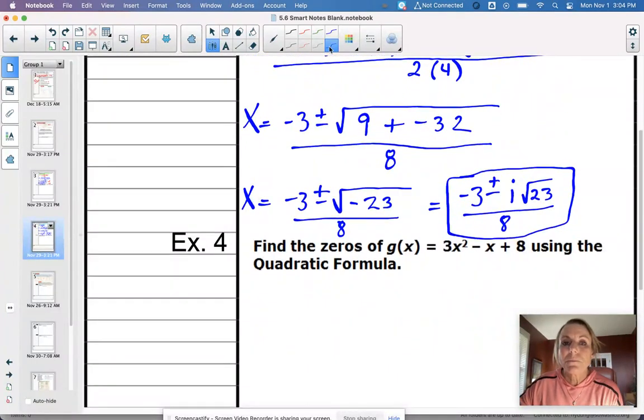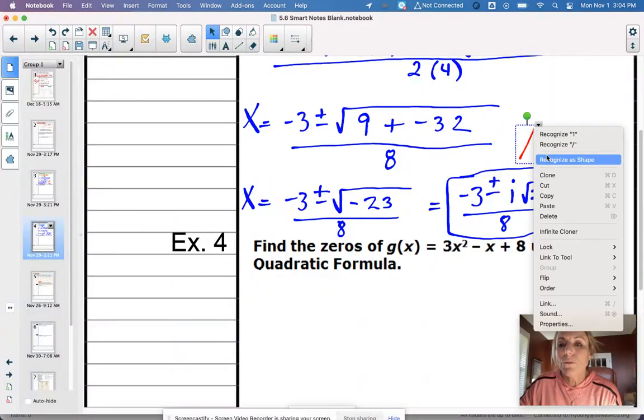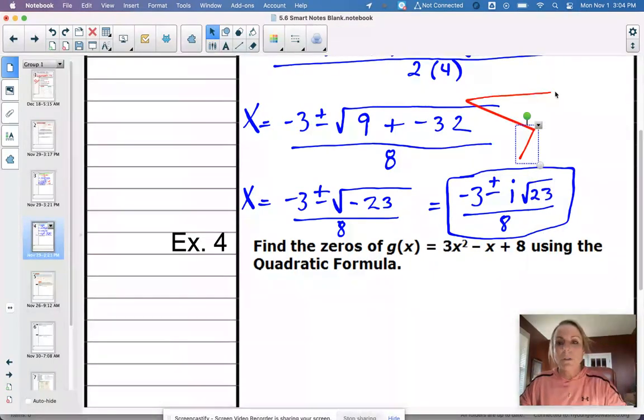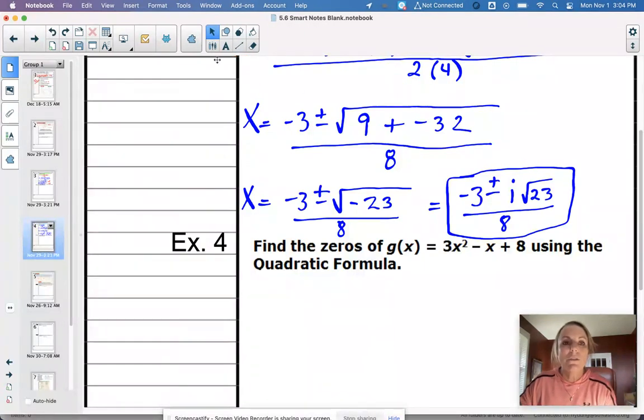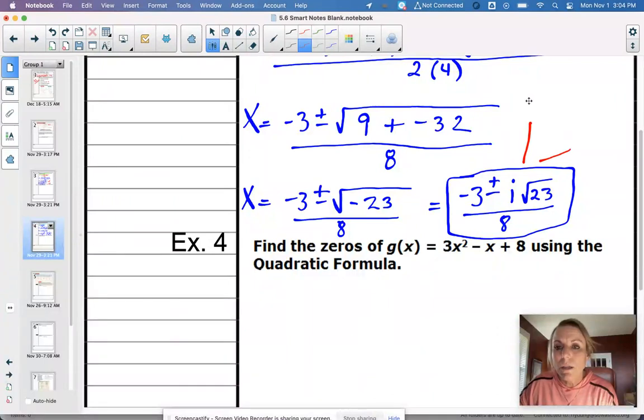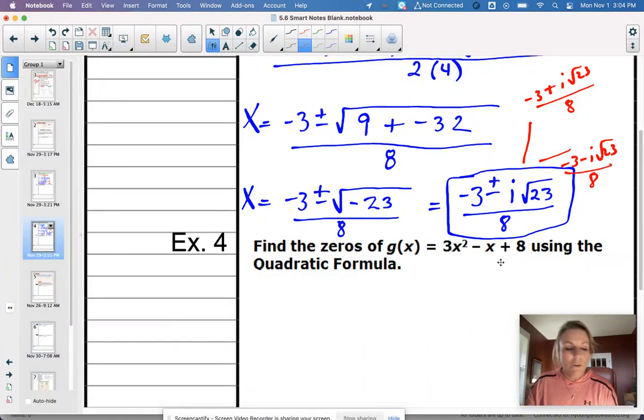So again, if we wrote the two answers, it would be -3 plus i root 23 over 8 and -3 minus i root 23 over 8. Plus or minus i. There we go.